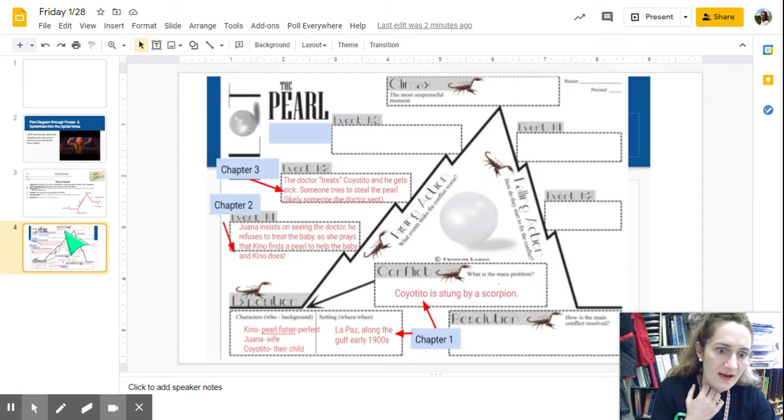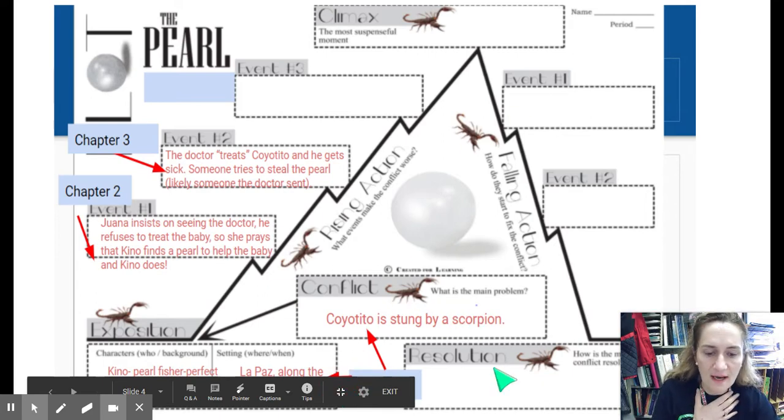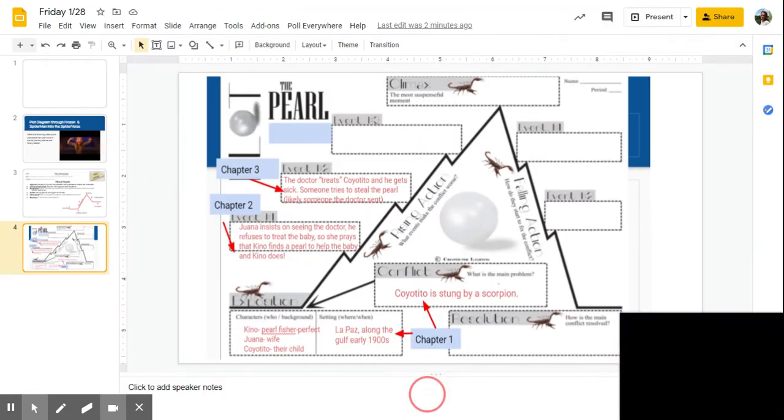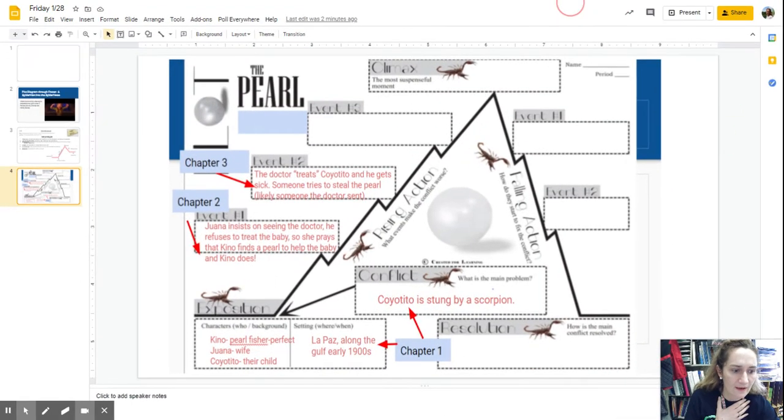Now, this next slide, you certainly do not have to draw. You're not drawing this. You're not writing this. I wanted you to see how this shows up in the story with the pearl.